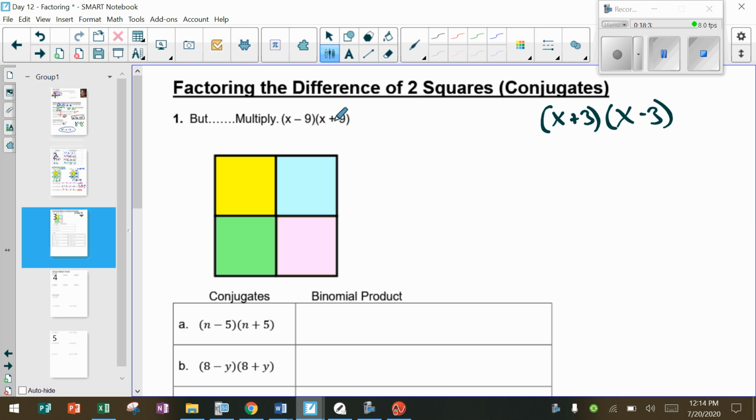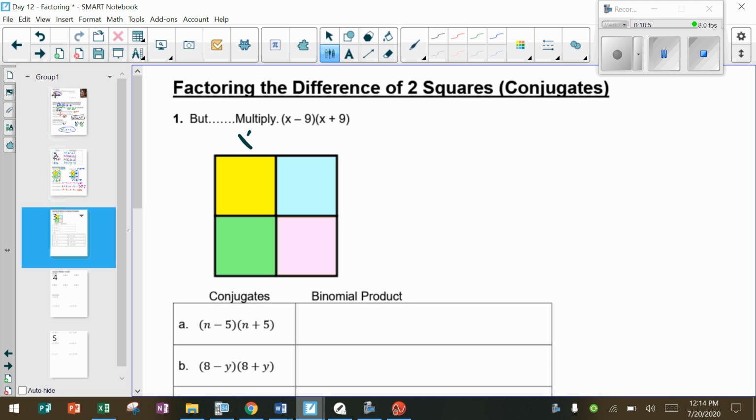Look at the examples down the page. n minus 5, n plus 5. 8 minus y, 8 plus y. So it's the same numbers or terms in each parentheses, one with a plus in the middle, one with a minus in the middle. That's what conjugate means. So what we're going to do is see how these conjugates factor. Okay, they're called the difference of two squares.